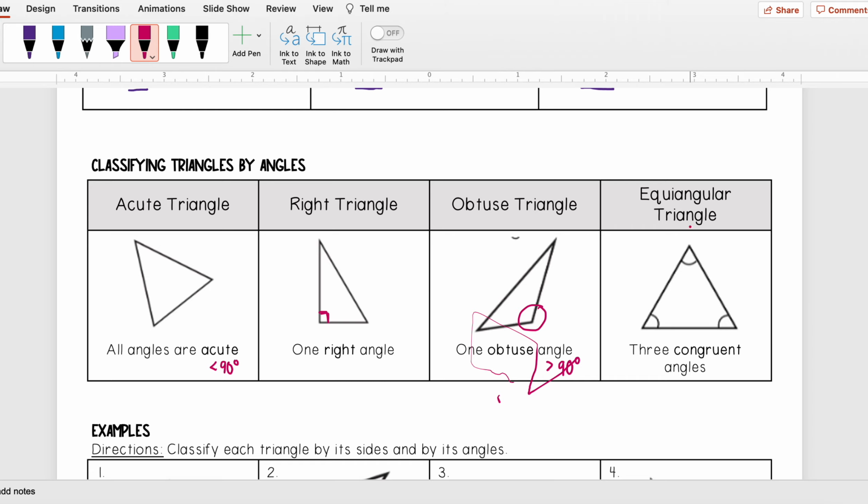And then we also have an equiangular triangle, and that is when we have 3 congruent angles. I see that here with these arc marks, that's indicating that all of these angles are congruent to each other. And you'll learn about this later on in this unit, but that means that all of these angles are really going to be 60 degrees. So see, they're all the same measure.